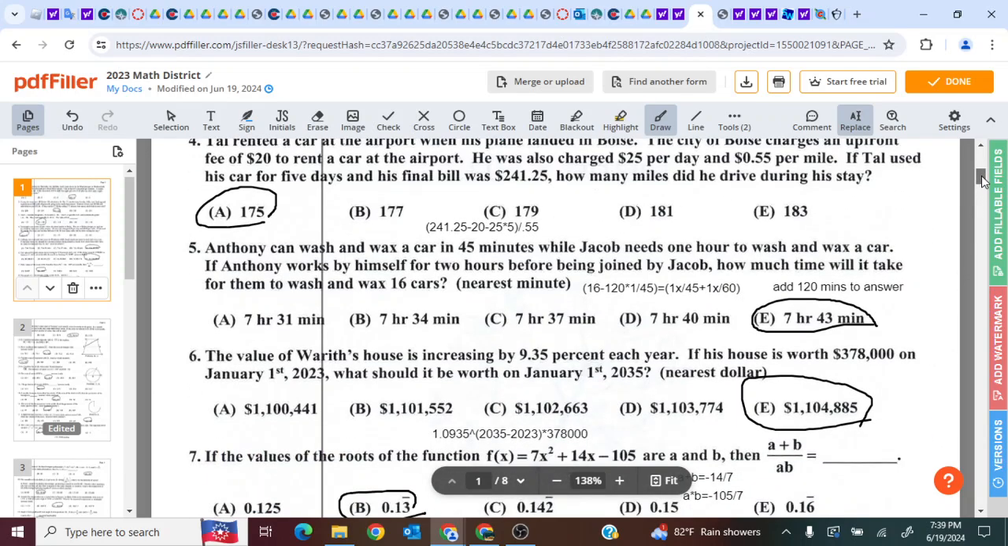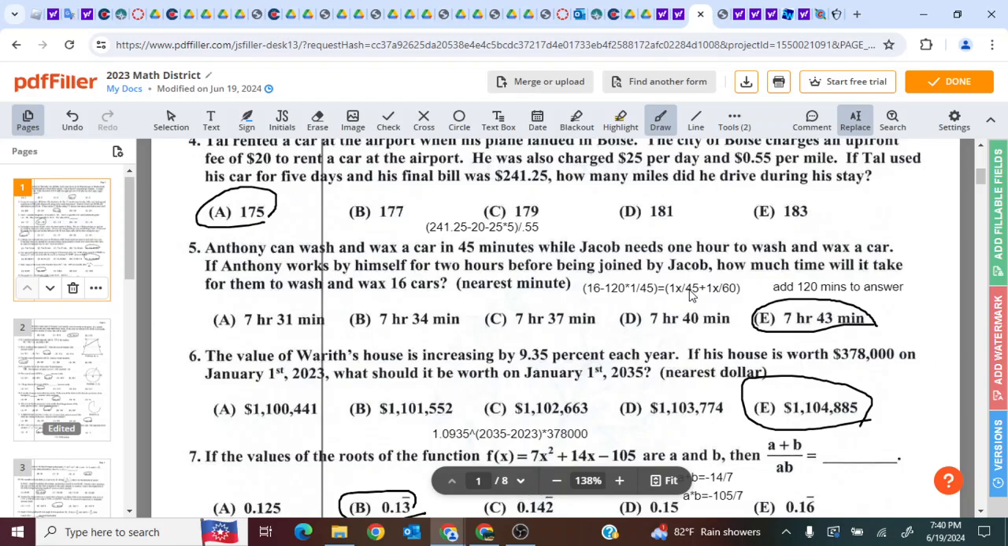Okay, Anthony can wash and wax a car in 45 minutes, and Jacob needs 1 hour to do it. If Anthony works by himself for 2 hours before being joined by Jacob, how much time will it take them to wash 16 cars? I'll be doing this in terms of minutes. So basically what's going on is after Anthony works for 2 hours by himself, his rate is 1 car over 45 minutes. So 120 minutes times that 1 over 45 is how much has been completed before they both start. So that's what this is here. And they have 16 minus that number of cars left.